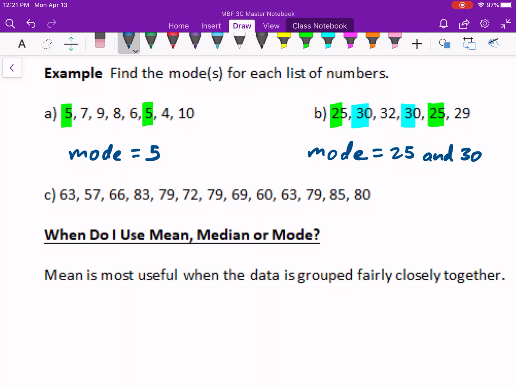It's both of them. And this last one, if you take a look through it, you'll see that 79 turns up 3 times. 63 turns up twice.